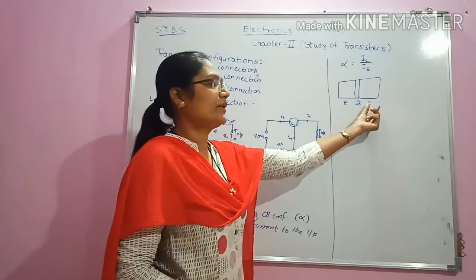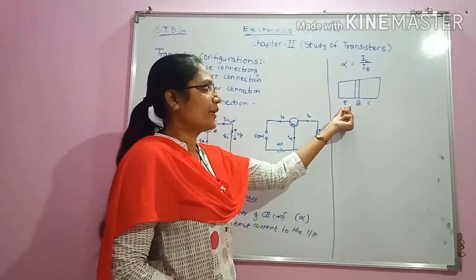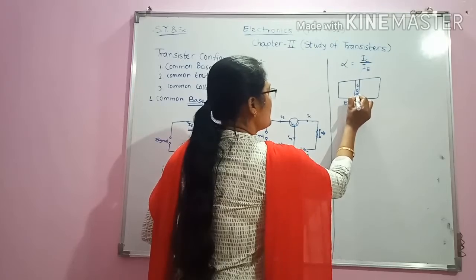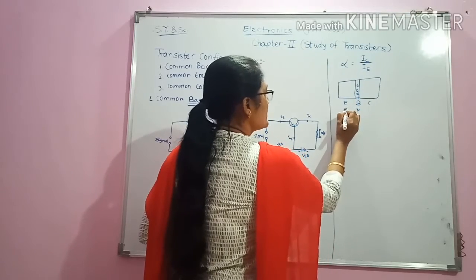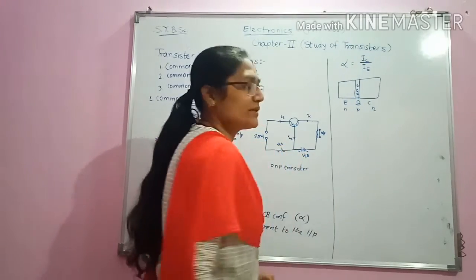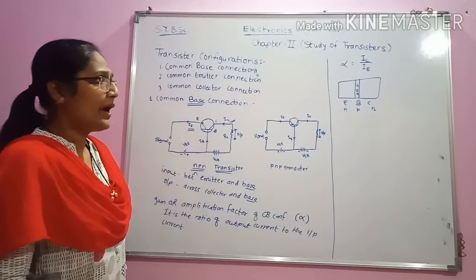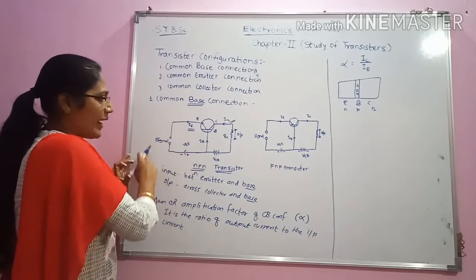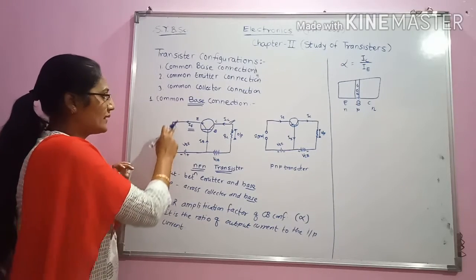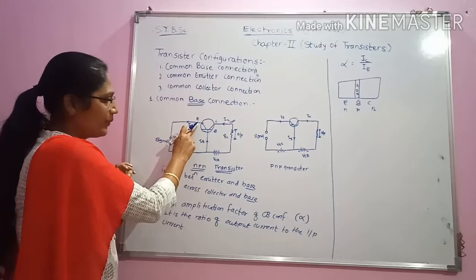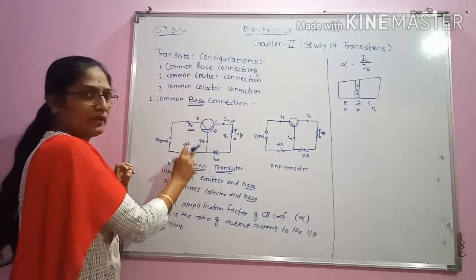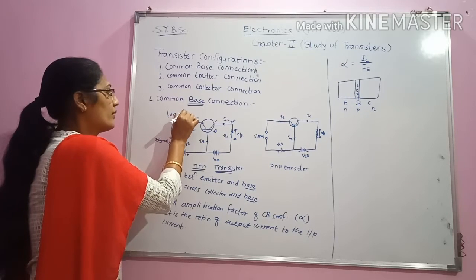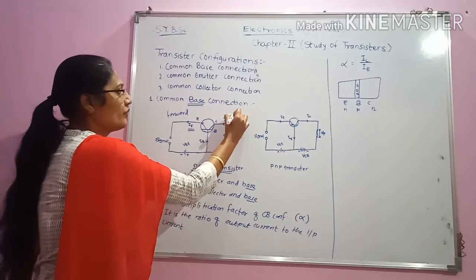The length of the collector is more as compared to the base and emitter, and this is made up of p type of material, this is made up of n type of material, and this is made up of n type of material. And we know that when we do the biasing, the emitter base junction of the circuit is always forward bias and this is reverse bias.